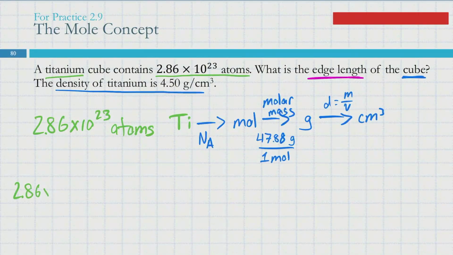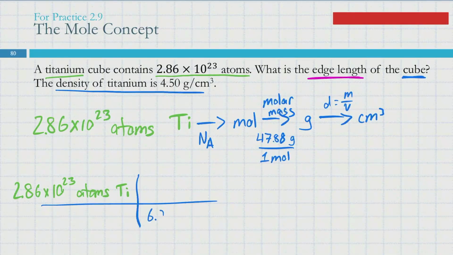So our 2.86 times 10 to the 23 atoms titanium. We need to use Avogadro's number. We have atoms. Avogadro's number, the 6.022 times 10 to the 23, goes with atoms, so we're going to put that on the bottom. We also have a ridiculously large number to start with, so it's reasonable that we would divide that by another ridiculously large number, like Avogadro's number. Otherwise, the number would be too big. So divide by Avogadro's number, that converts us to moles.